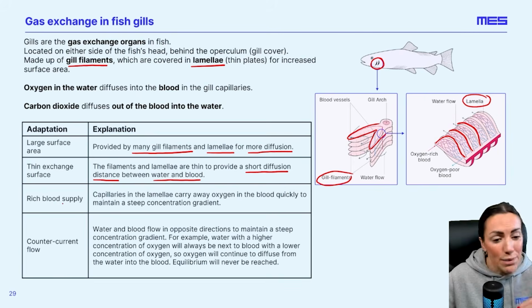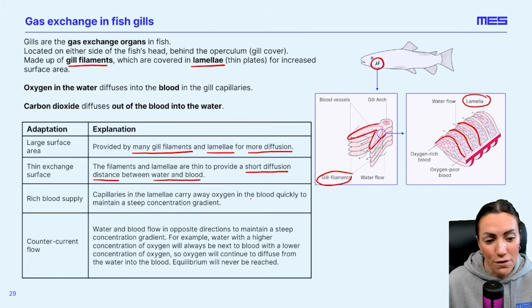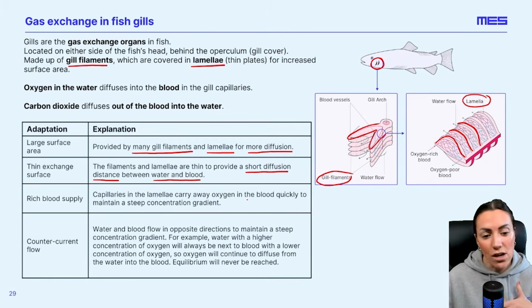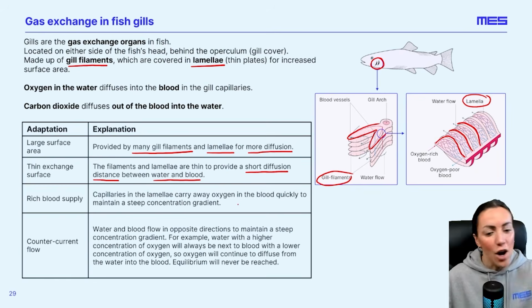They've got a rich blood supply, or you can say a good blood supply, as you can see on this diagram here. This filament, where you can see the folds, the lamellae, they are full of many, many capillaries, microscopic blood vessels. Now, because they carry the oxygen away, there will always be a concentration gradient. It's just like the blood vessels in your alveoli. As soon as the oxygen diffuses into the blood, the oxygen is carried away and it's replaced by blood with a lower oxygen concentration, which means you will not reach equilibrium and oxygen will continue to diffuse from the water into the blood.